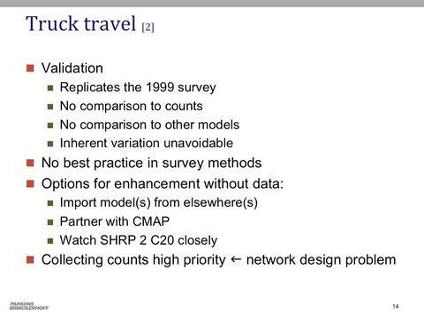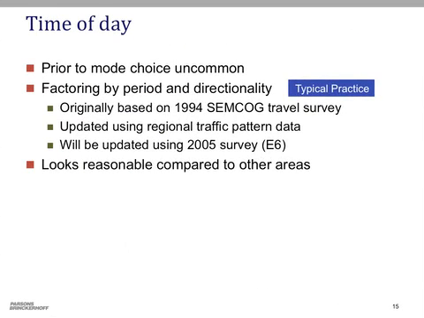The other thing that I would encourage them to do is watch SHRP 2 C20 really closely. That's a project designed to develop and disseminate innovative approaches to modeling freight. Finally, I'd like to see them grab some counts. I think this is more important than grabbing survey data, and I would like to see that built up based on a network design problem where we find the most efficient place to have counts in the network from a model estimation and calibration standpoint, rather than just putting them out there wherever they happen to work the best.